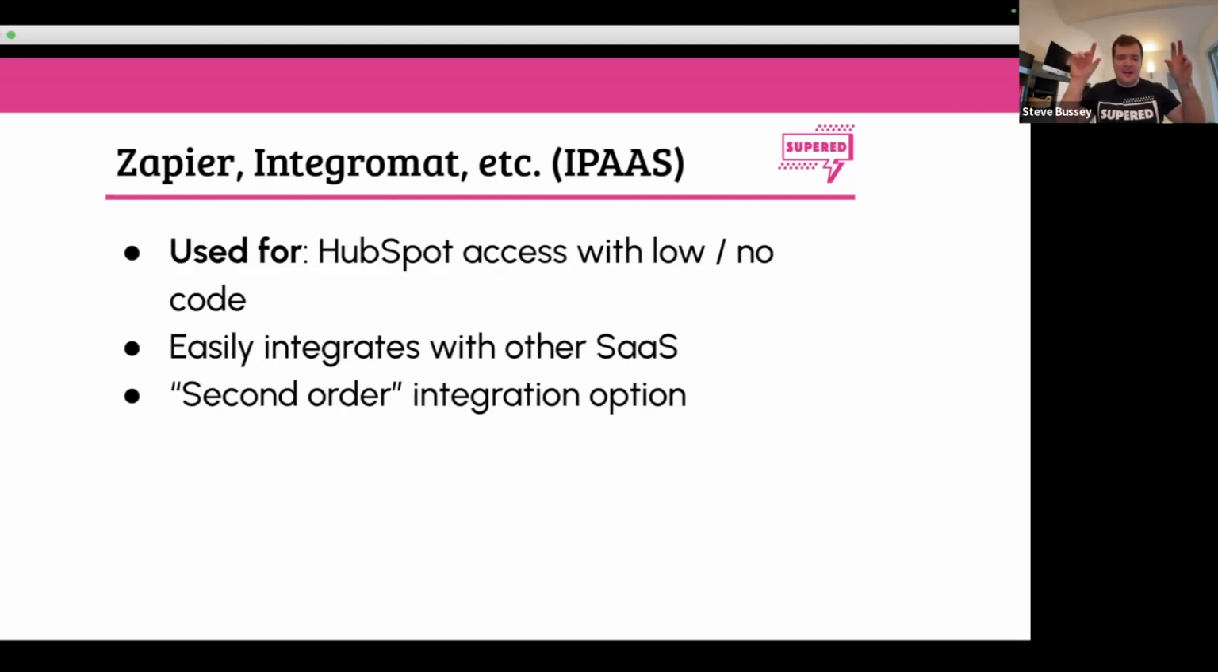I call this a second order integration because you're not actually working with the HubSpot API directly. You're working with something that works with the HubSpot API directly. And so that's just an important difference where maybe it's easier to get started with, but you have less features because if they haven't built something in a very specific way, you won't have access to it. But a lot of people use this for building out integrations, and this is totally a valid way of doing it.